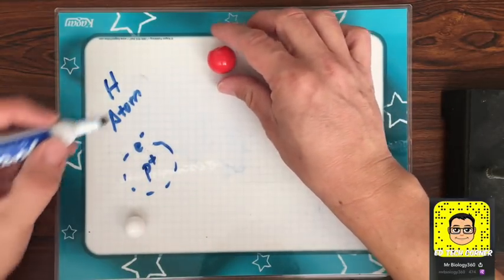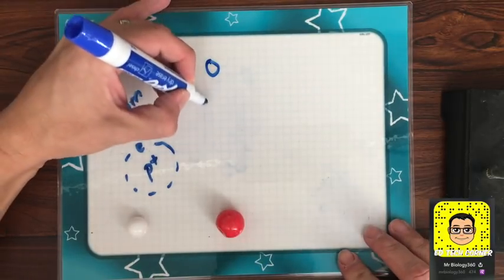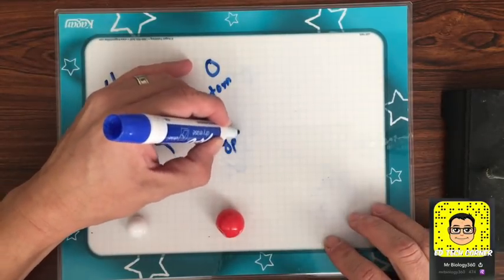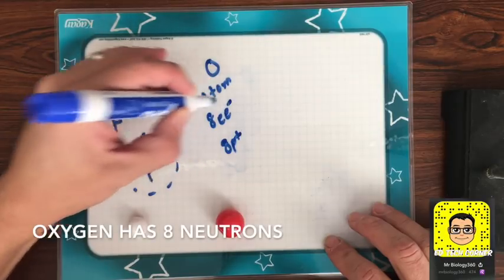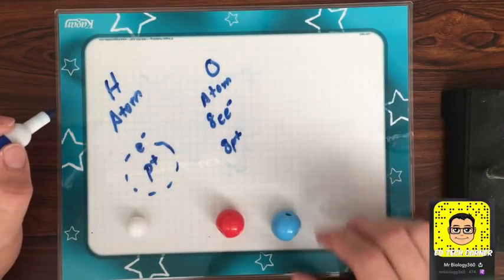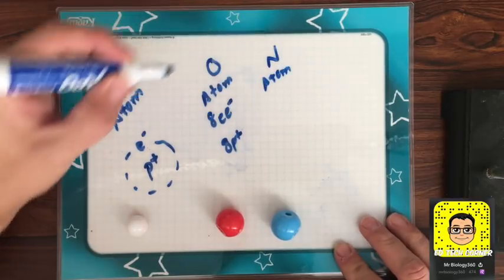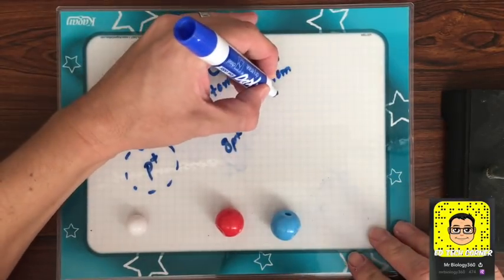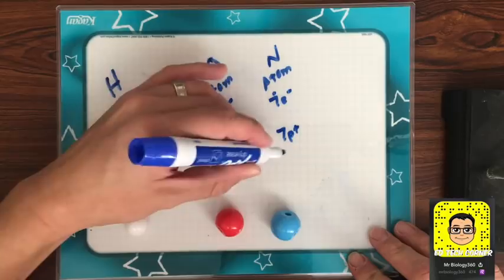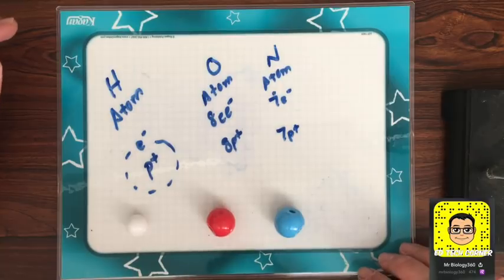The other atom that we're going to talk about is the oxygen atom, so O for oxygen. The red marble represents an oxygen atom. This atom is much bigger than hydrogen because it has 8 protons and 8 electrons going around the nucleus. Then we have another important atom, the blue one, which represents the nitrogen atom. The nitrogen atom has 7 protons and 7 electrons running around it, and there are some neutrons in there as well, but we're not going to worry about that. You're going to talk about that in chemistry class.